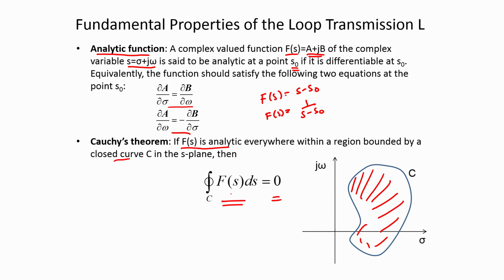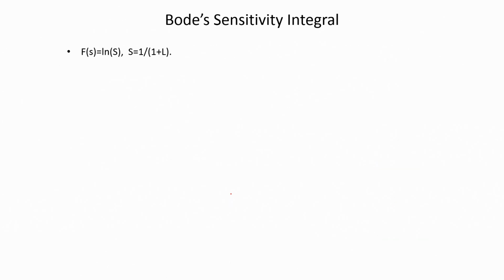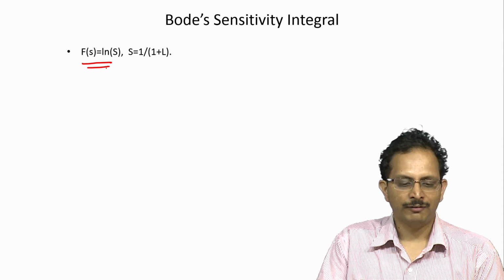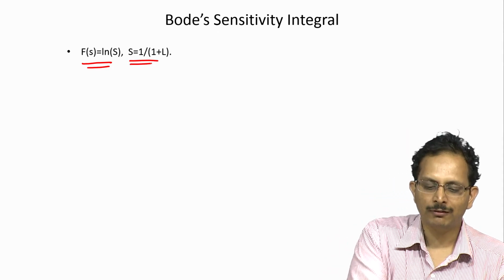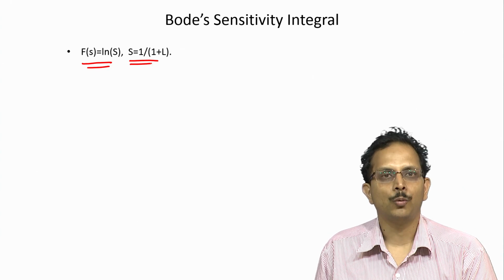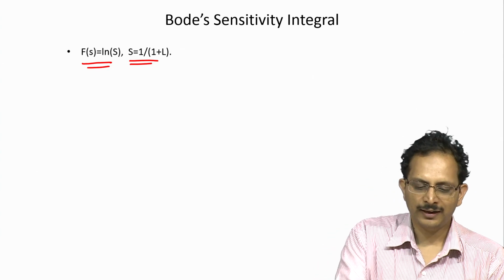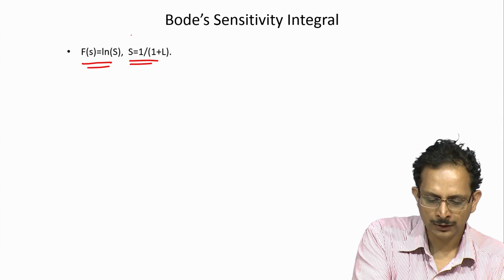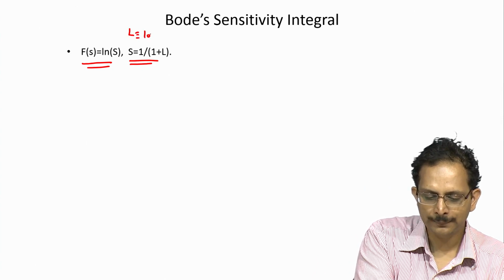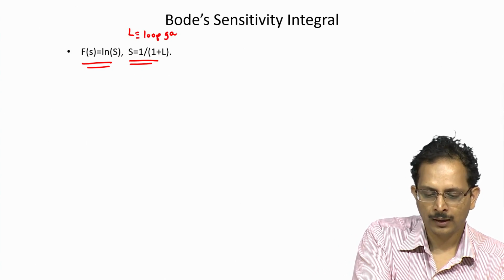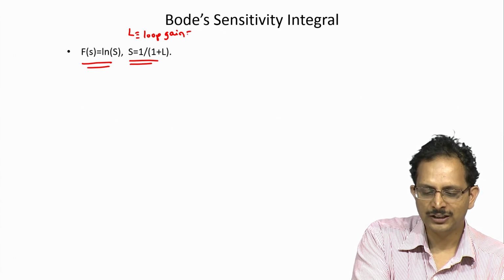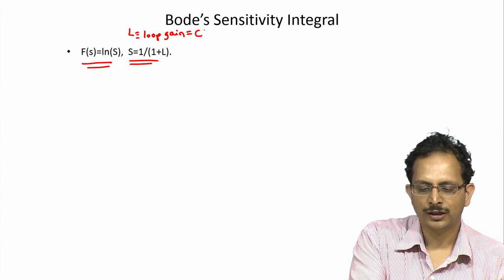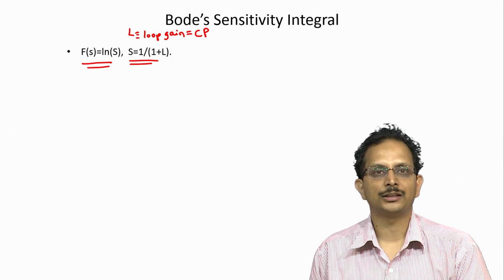So, in order to quantify the limitations of feedback, we shall apply this theorem to the function f(s) = ln(S), where the function S is given by S = 1/(1+L), where L is the loop gain of the system. So, L corresponds to the loop gain and is given by the product of the controller transfer function and the plant transfer function.